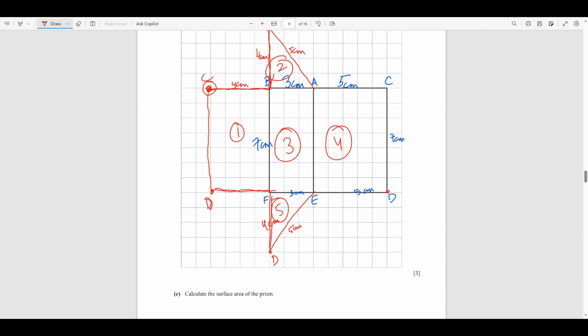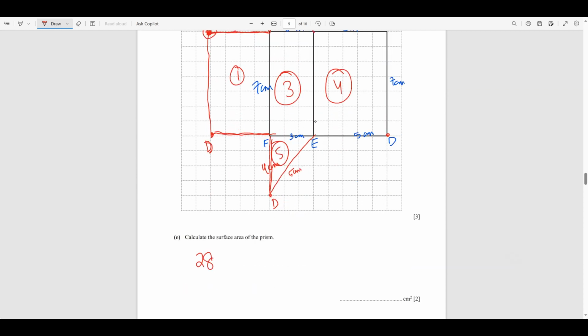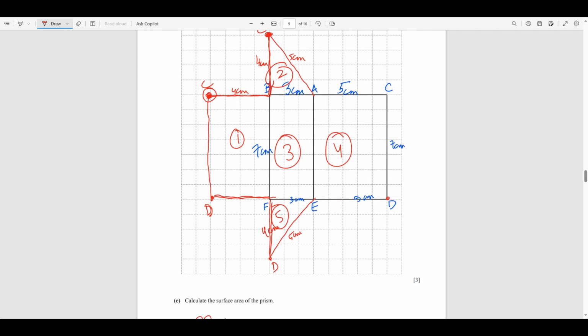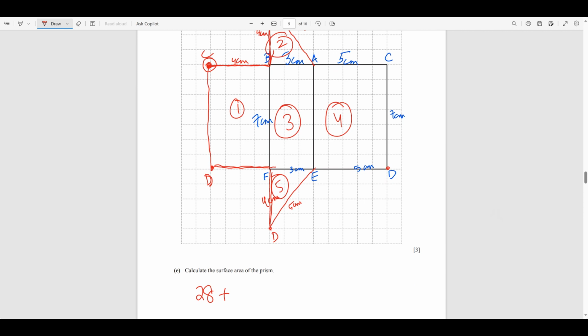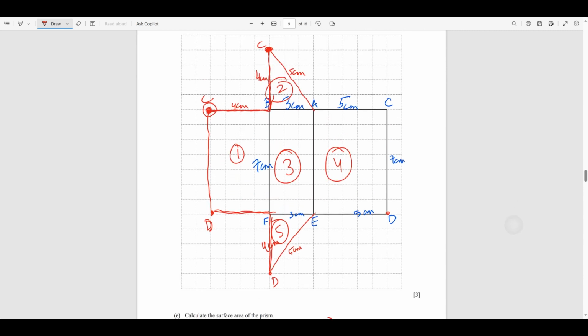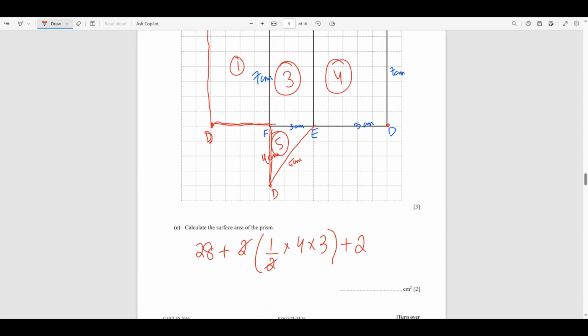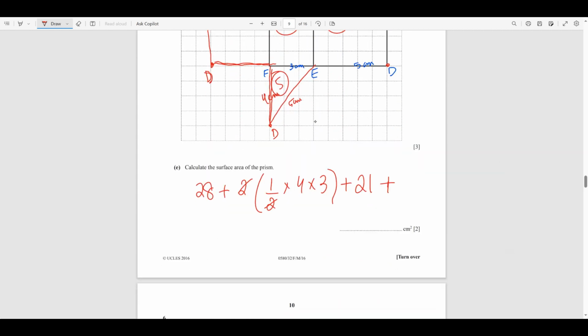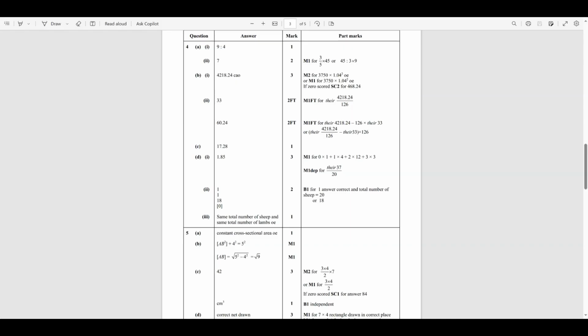So for shape number 1, it's 4 by 7, so it's 28. For shape number 2, it's a triangle ABC, so 1/2 times 4 times 3, and because these are two triangles, it's the same thing. And then we have rectangle 3, which is 21, and then we have rectangle 4, which is 35. 5 times 7 is 35, right? 96 centimeters square is the answer. Let's check it from the marking scheme. Correct net drawn.